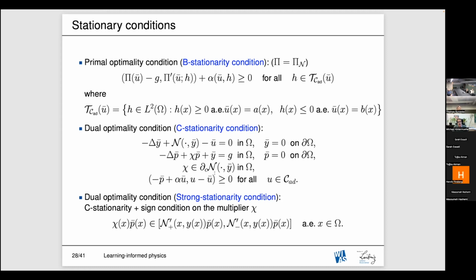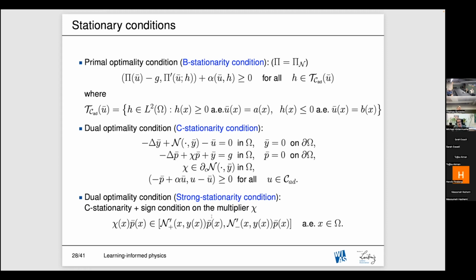Now, the difference between this C stationarity and strong stationarity is that in the case of strong, the product chi times p, pointwise almost everywhere over x in omega, has to satisfy a kind of sign condition, which is encoded here by using the N prime plus, the right limit, and the N prime minus, the left limit, which can be computed because after all, the N is in this little example scalar valued and all is fine. So we talk about sensitivity along a scalar valued function, which of course as input has x in omega, could be a subset of R^n, and y, which is again scalar valued in my example here. But that's the difference between the two.